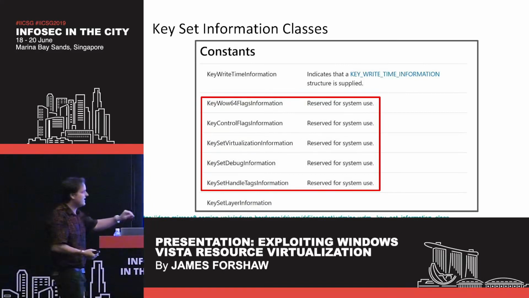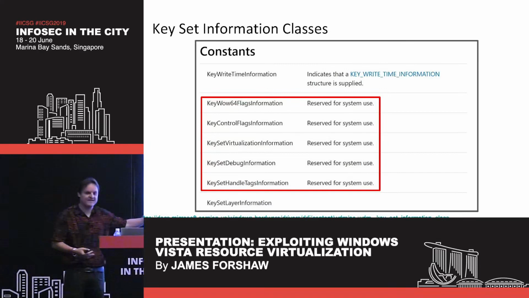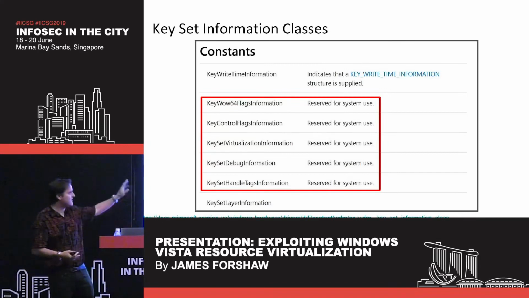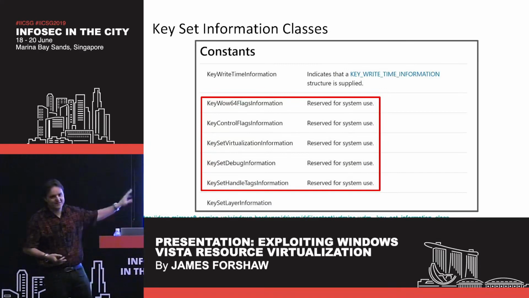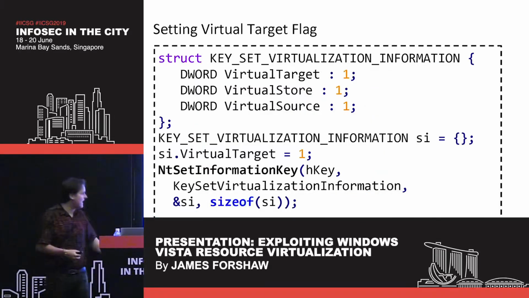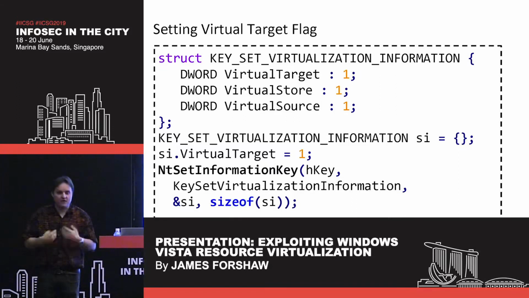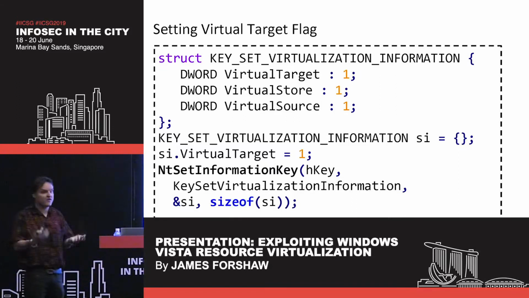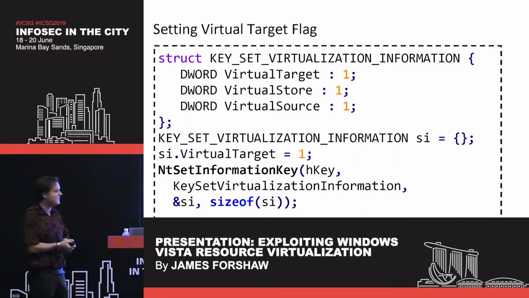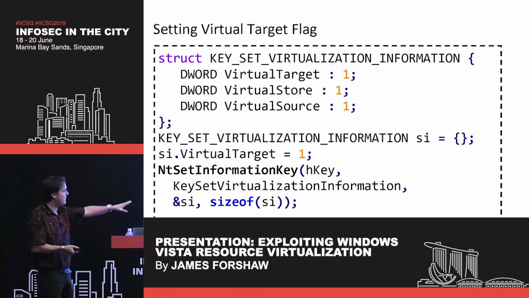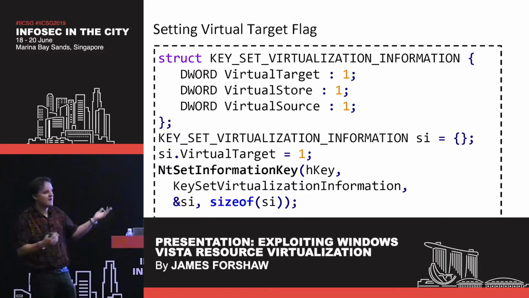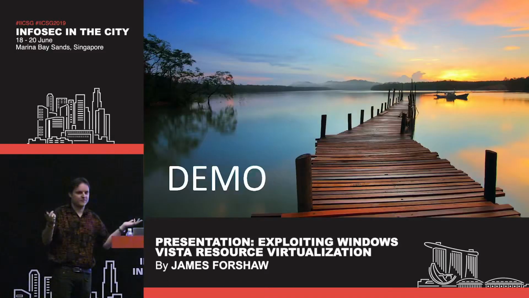Well, it turns out that if you read the documentation, you'll see that all these things are reserved for system use, and of course, at least one of these is of particular interest to us. It turns out that one of those settings you can set on a key from user mode, so you don't need to have kernel mode access to do this. You don't need any specific access rights. I think you just need set value access on that key, which can be anywhere. You set virtual target equals 1, and it becomes a virtual store key. And that's all you need to do.